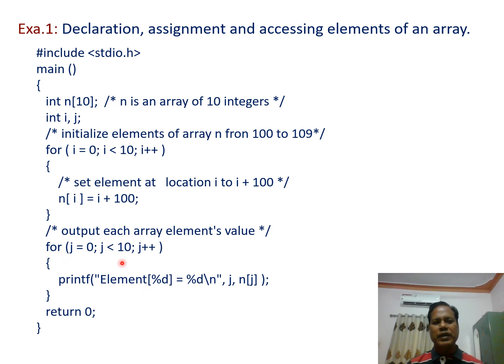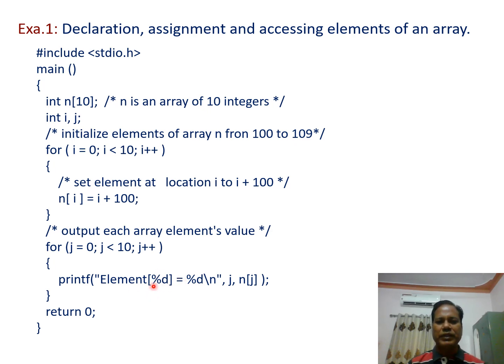So again in a similar way, the initial value is set as 0, because the index number always starts from 0. So j is equal to 0. The condition j less than 10 is true, so the body of the for loop is executed. In the body of the for loop, printf "element [%d]" is written.